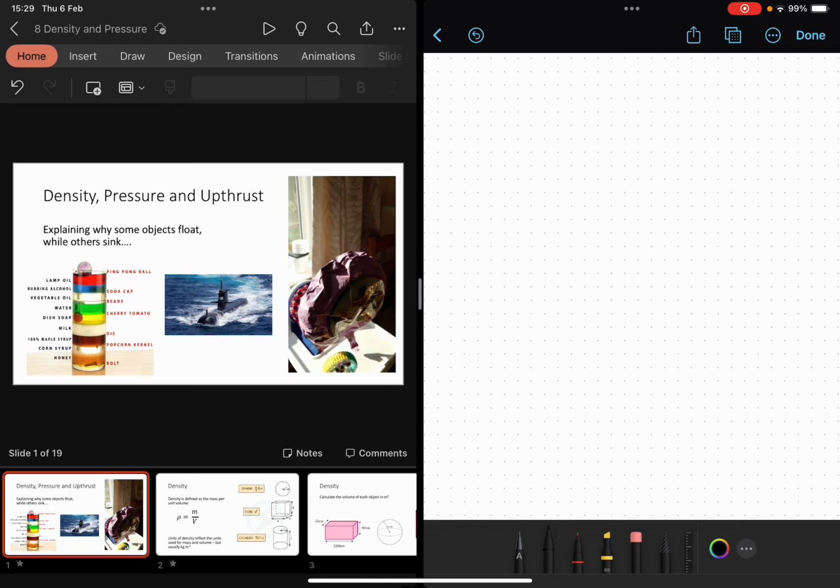Hi everyone, this is the first of two parts where we're going to have a look at density, pressure and upthrust, and we're going to consider why it is that certain objects float while other objects sink.